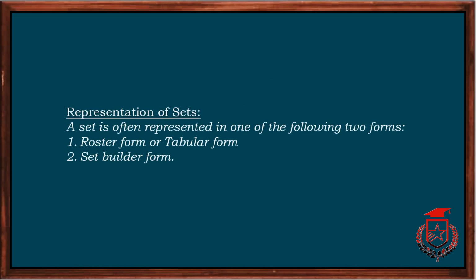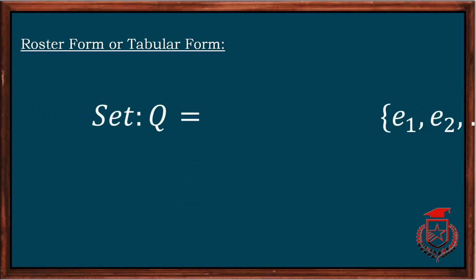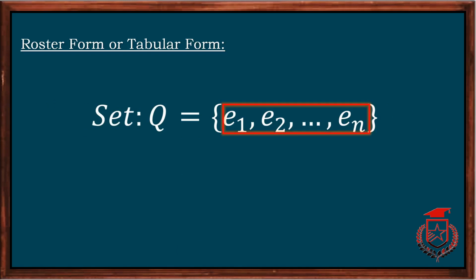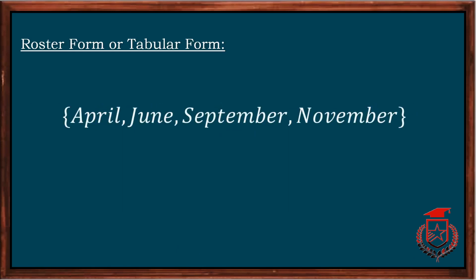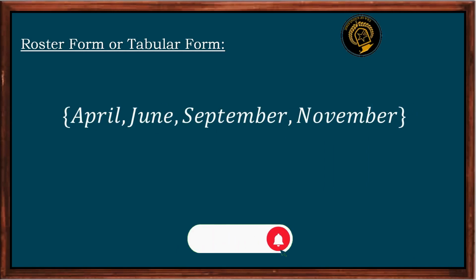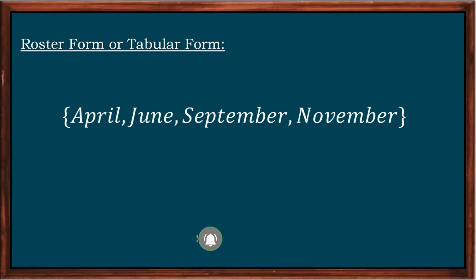A set is often represented in one of the following two forms. Number 1, roster form or tabular form. Number 2, set builder form. In roster form or tabular form, a set is described by listing its elements, separated by commas, within braces. For example, the set of months of a year which have 30 days, in roster form can be described as {April, June, September, November}.